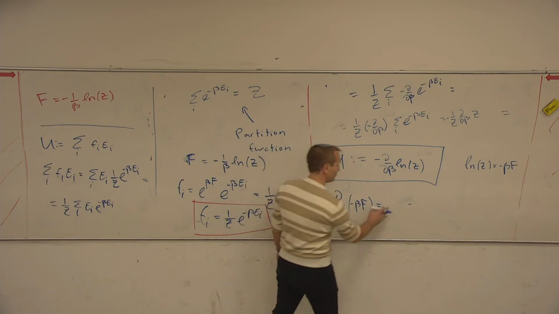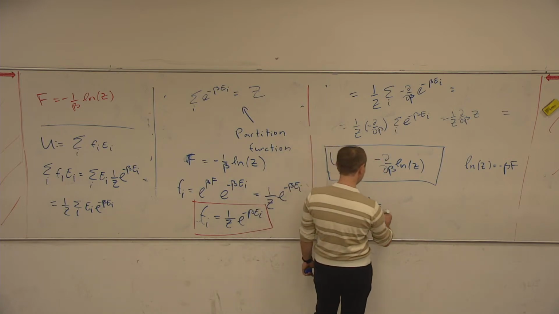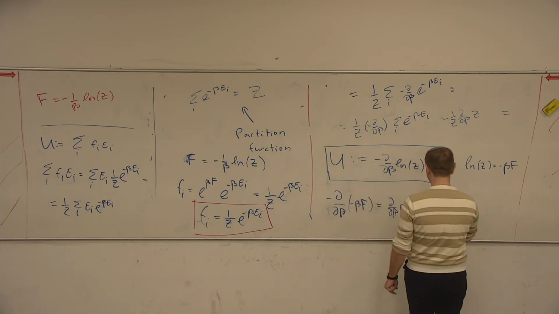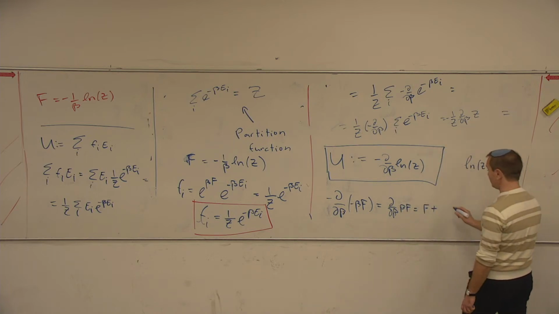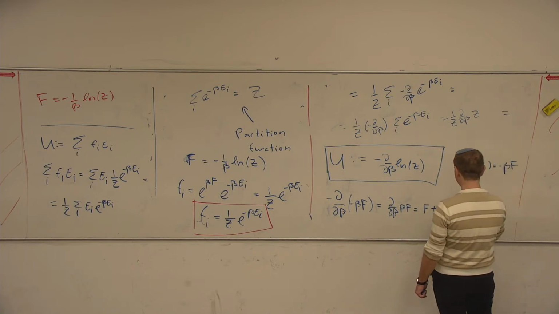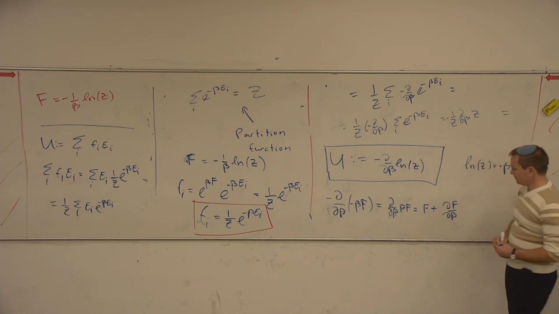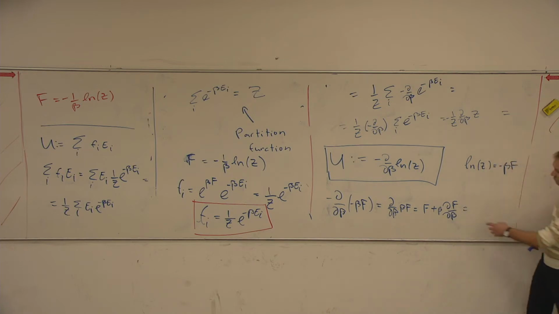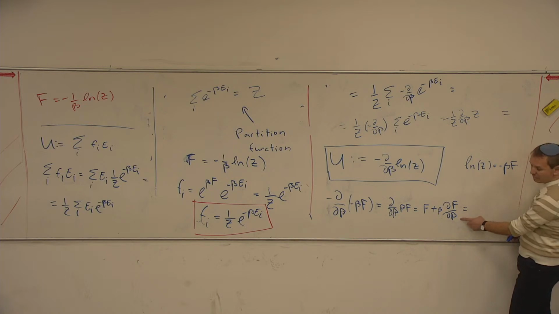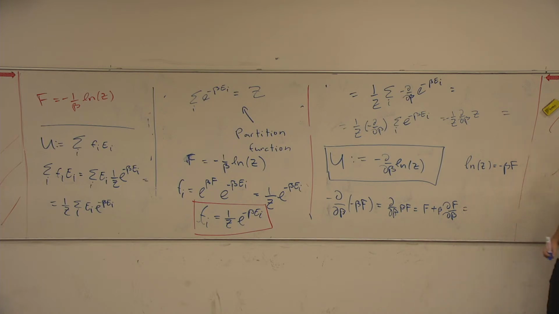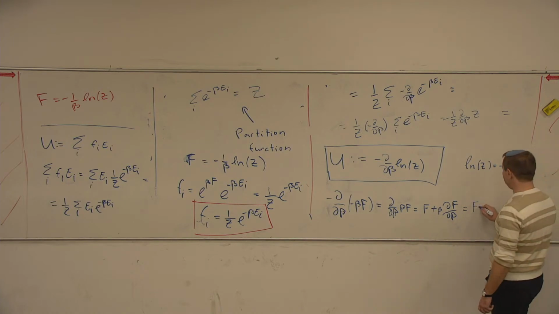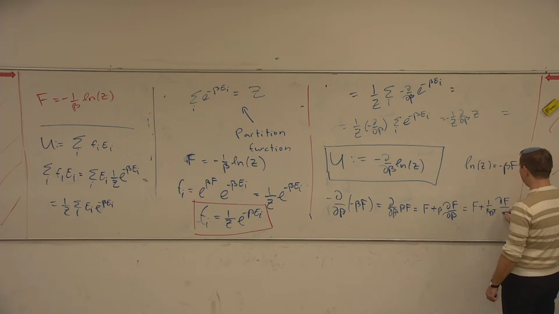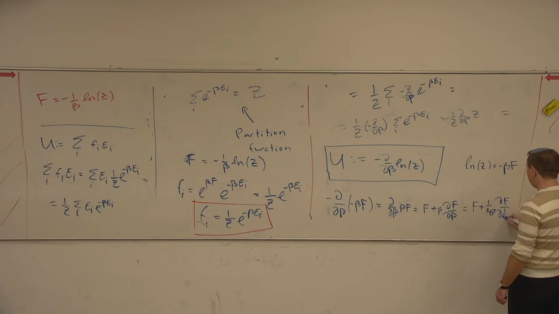What is minus d/d beta of minus beta F? It equals minus minus, so this is d/d beta of beta F, which is F plus dF/d beta multiplied by beta. Now instead of using beta and so on, I can substitute here 1 over k_B T. So this is F plus 1 over k_B T dF over d of 1 over k_B T.